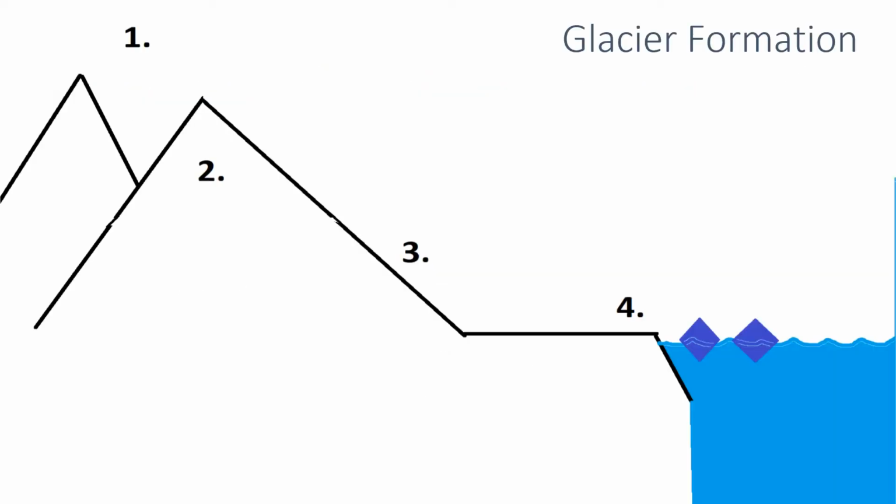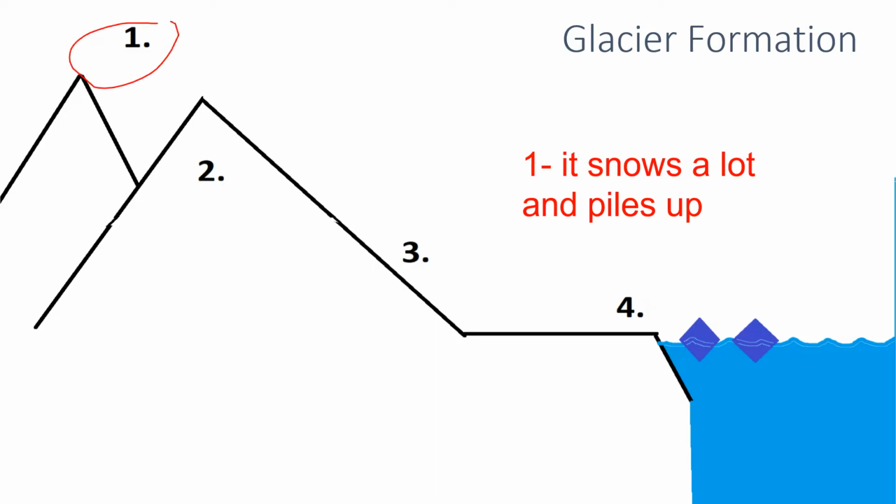Now, glacier formation, all glaciers go through the same process. First, it's got to snow a lot. And we're talking not just a little snow here, we're talking copious amounts of snow. And the snow piles up into big, huge drifts up here, hundreds of feet thick.